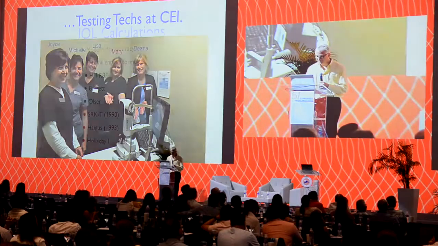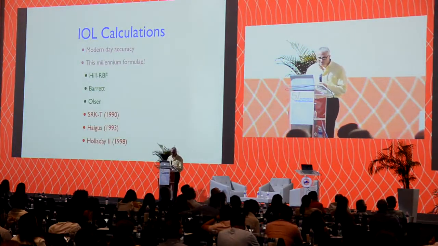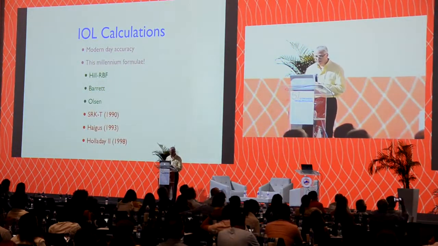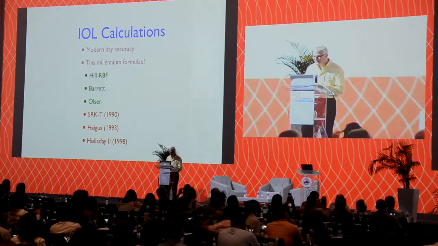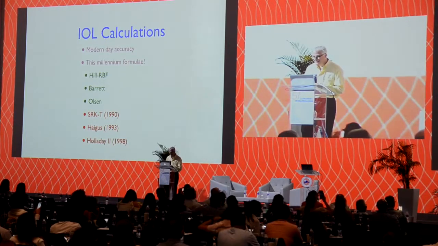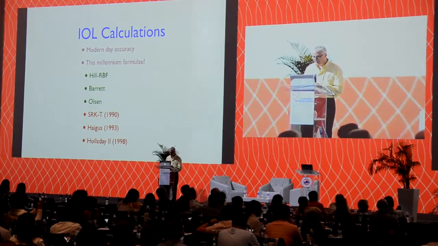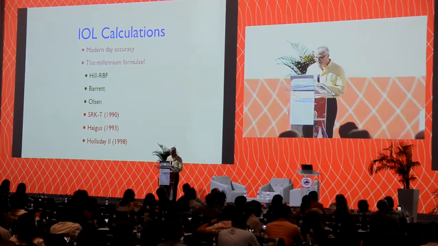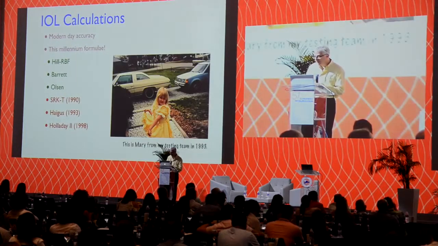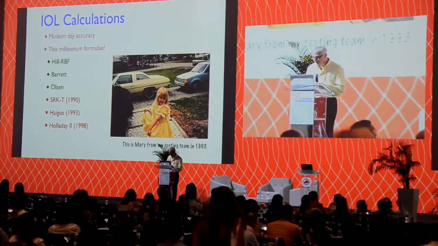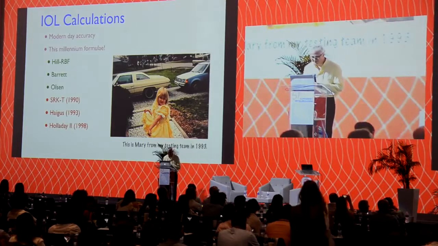Let me digress again. When we use IOL calculations, we want modern day accuracy, and we need these Millennium formulas. That means the Hill RBF, the Barrett, the Olsen. The SRK/T came out in 1990. That's 28 years ago. Haigis, 1993. Holladay 2, 1998. Remember Mary? This was Mary when the Haigis formula came out. Okay?